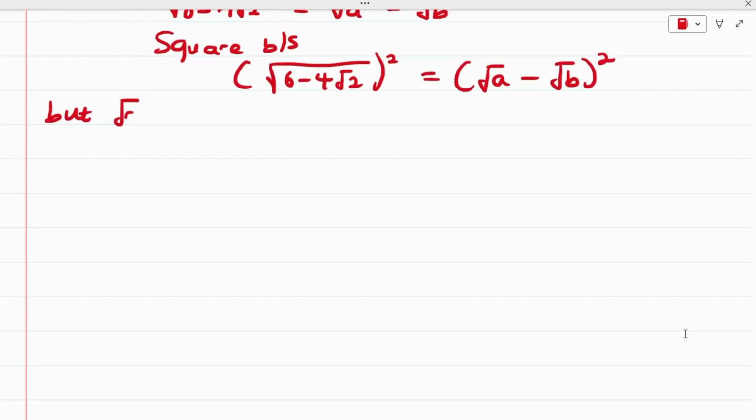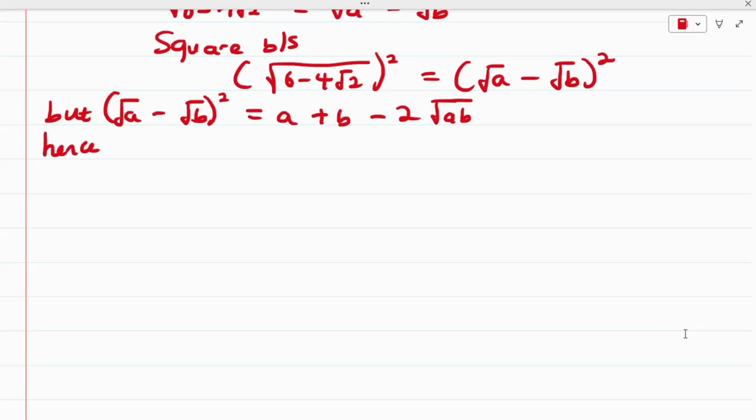But the square root of a minus the square root of b all squared is equal to a plus b minus 2 into the root of what? ab. So hence this cancels out this, so we have 6 minus 4 root 2 is equal to a plus b minus 2 into the root of ab. So what we have to do is to what?